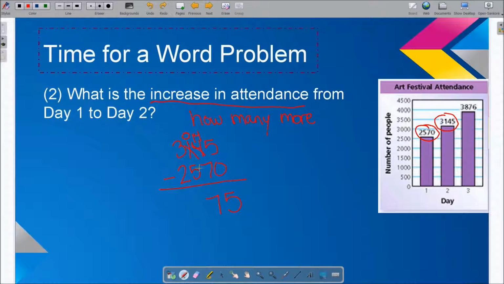0 minus 5, can't do that one either, so I got to borrow again. 3 becomes a 2. 0 becomes a 10. 10 minus 5 is 5, and 2 minus 2 gives me 0. Again, I don't have to write that 0. So the answer I get here is 575 people. Again, labeling my answer because I am doing a word problem. I've got words in my question. I should have words in my answer.